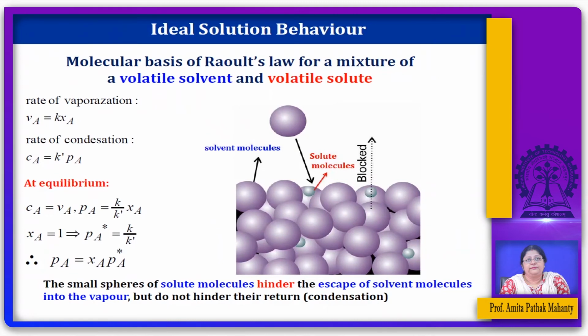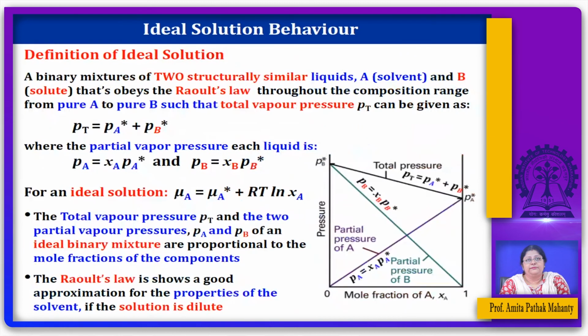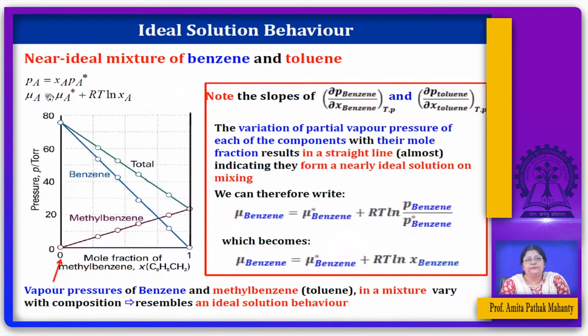Now, you see, what does Raoult's law state? Raoult's law states that you have this equation which needs to be valid, right? The partial vapor pressure of component A should be equal to the mole fraction of component A in the solution times the vapor pressure of that component in the pure state. So what does this mean? How do I get this?